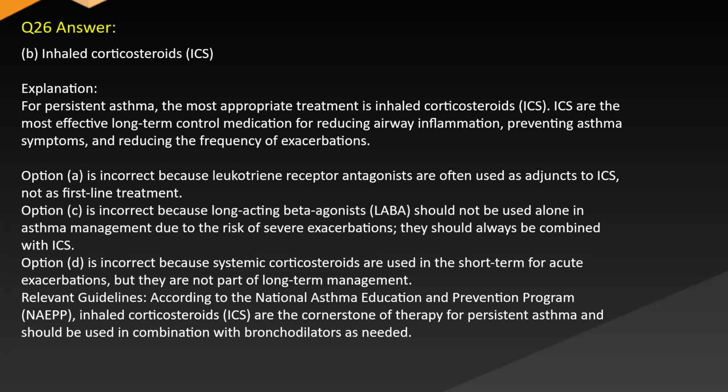Option C is incorrect because long-acting beta-agonists (LABA) should not be used alone in asthma management due to the risk of severe exacerbations. They should always be combined with ICS. Option D is incorrect because systemic corticosteroids are used in the short term for acute exacerbations, but they are not part of long-term management. Relevant guidelines: according to the National Asthma Education and Prevention Program, inhaled corticosteroids are the cornerstone of therapy for persistent asthma and should be used in combination with bronchodilators as needed.